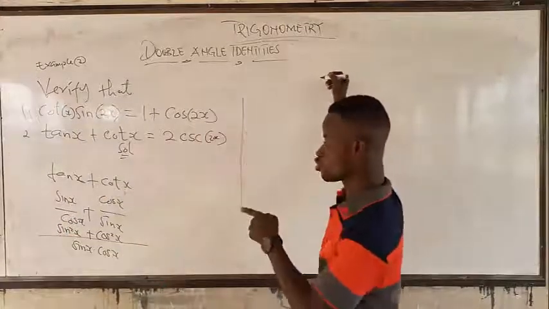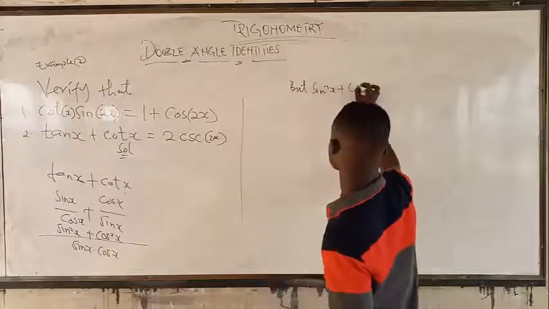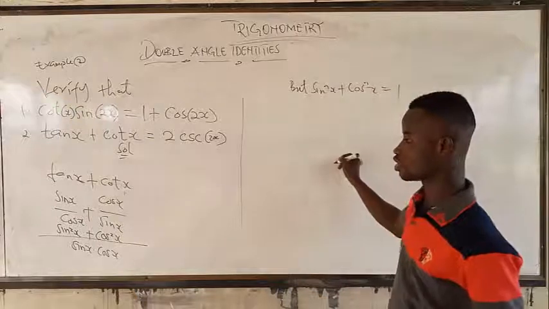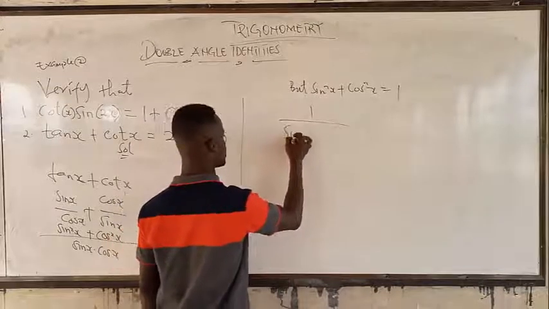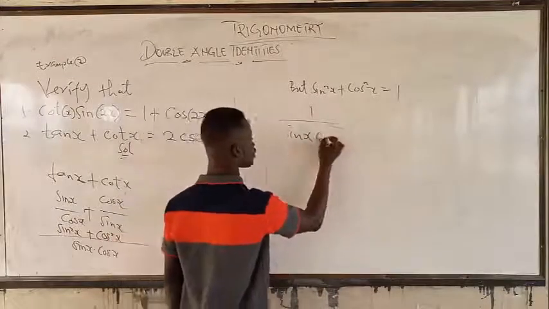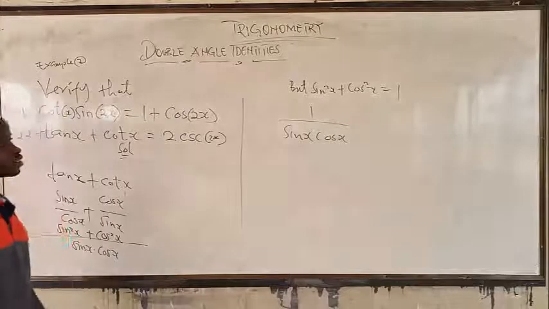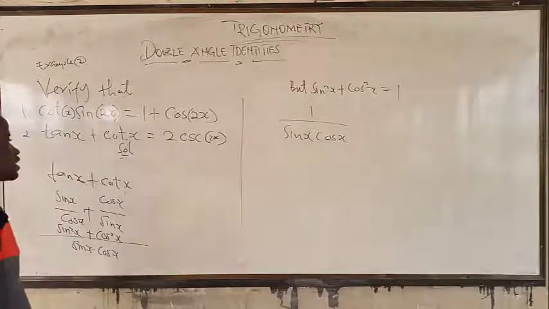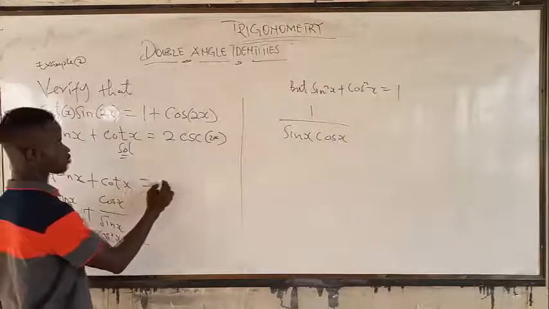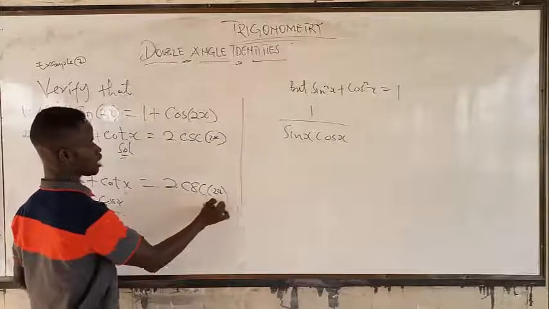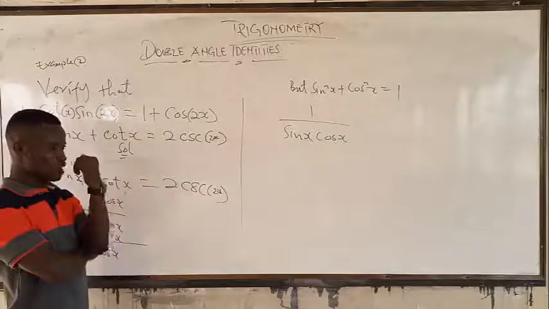Now we know that the numerator, sine squared s plus cos squared s, is equal to 1. So this is the same as 1 over sine s cos s. How beautiful. But where do we want to go? Our hope is to get this 2 cosec 2s.